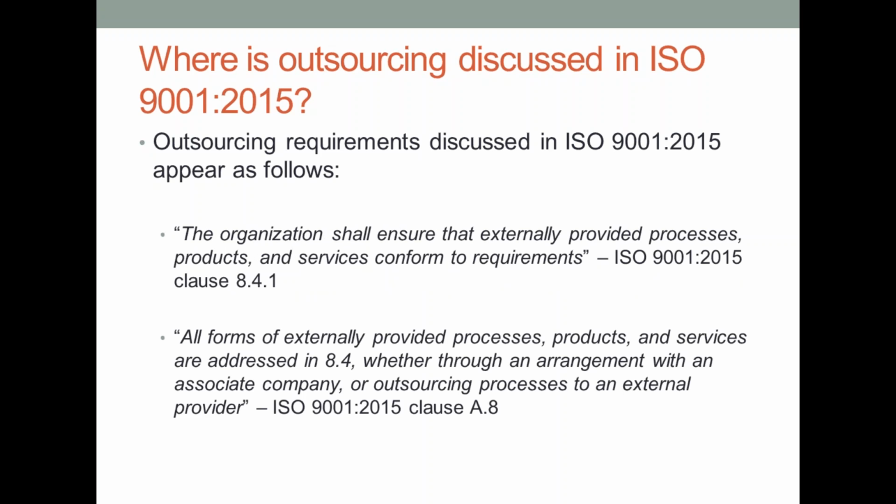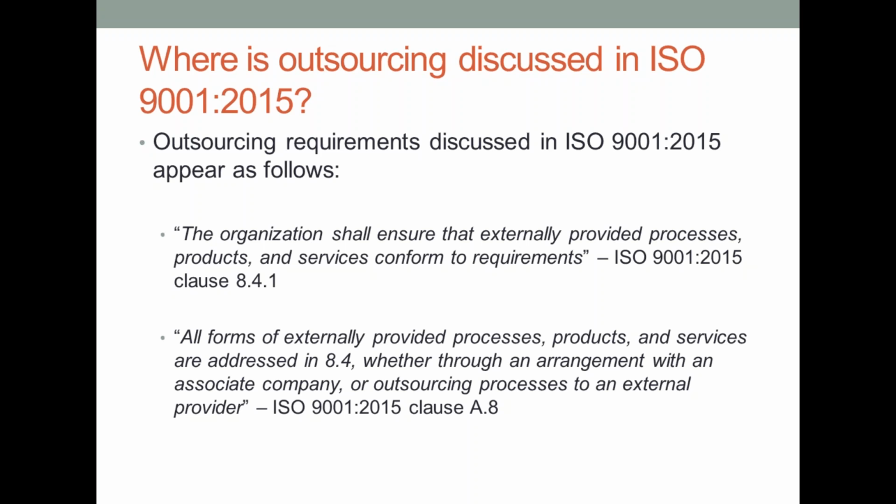Now, what about 2015, ISO 9001:2015? Well, again, there's one key place, and that's section 8.4.1. Outsourcing is now considered part of the larger idea, externally provided processes. And that's section 8.4. The organization shall ensure that externally provided processes, products, and services conform to requirements. And then there's some discussion of this in the annex, Annex A8.